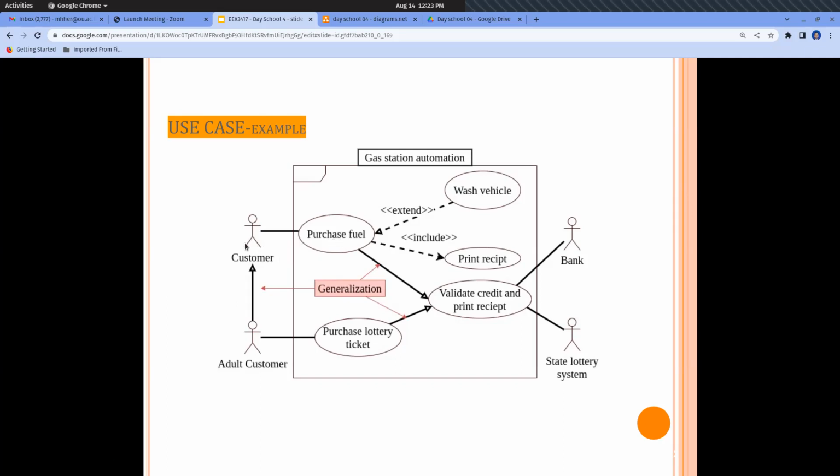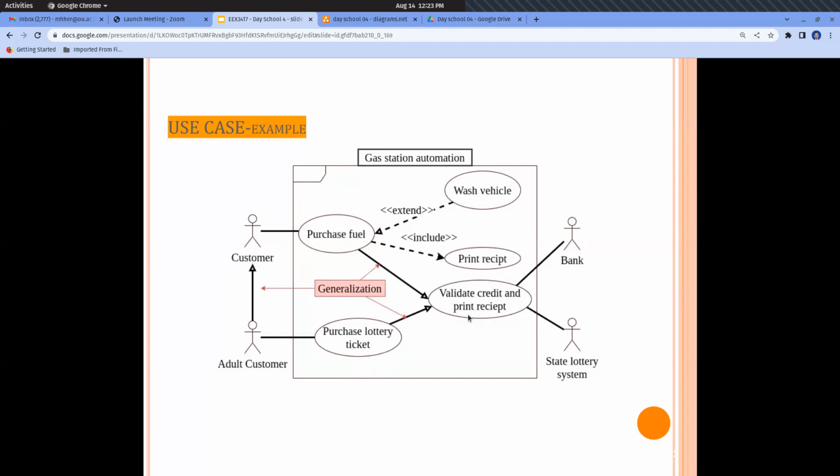From the actors to the use case, the relationship is just a line, only a line. Purchase fuel, purchase lottery ticket. Adult customer may buy lottery tickets. In a gas station, maybe a lottery ticket counter is also there. Now, most of the customers come and purchase fuel.